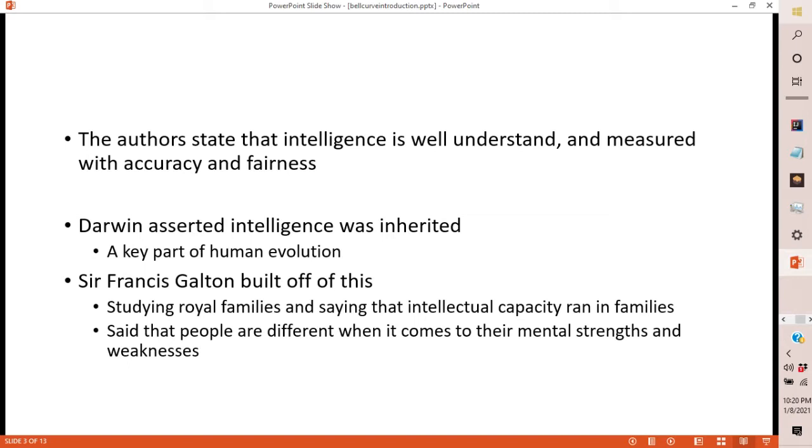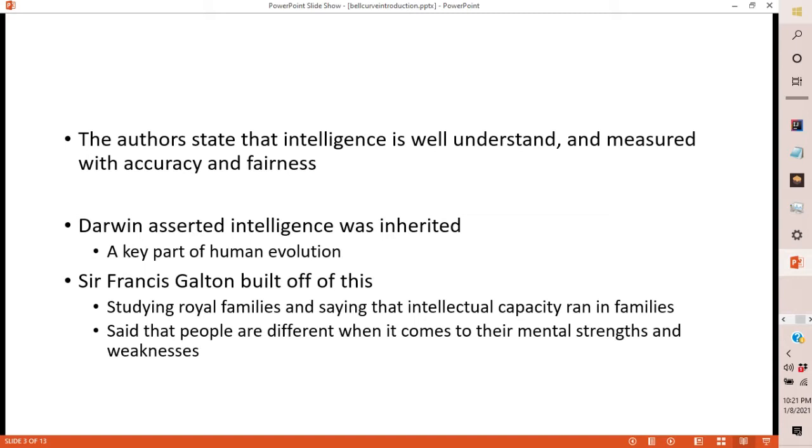Sir Francis Galton built off of Darwin's theories, and he did some studies on the royal family. He was saying how in the royal families, intellectual capacity was kind of passed down through the families, and they differed compared to all the common folk in England. And I'm pretty sure Sir Francis Galton was English, from England.